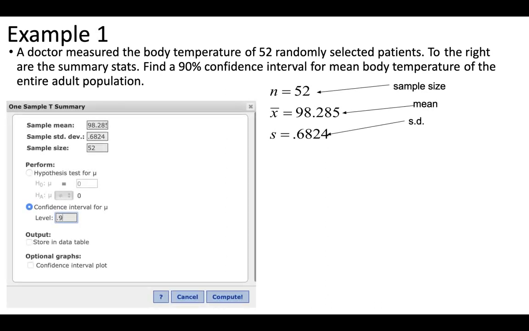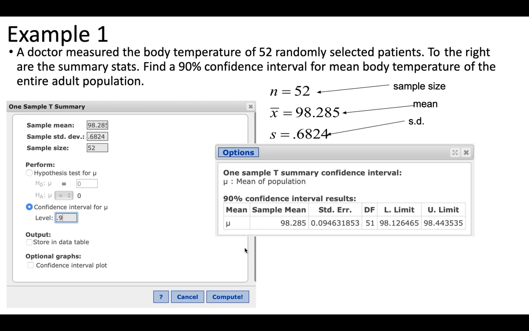And I put in the information. I put in the sample size, I put in the mean, and I put in the standard deviation. I put in the confidence level. Notice I put 0.9 for 90%. And this is what I got here.